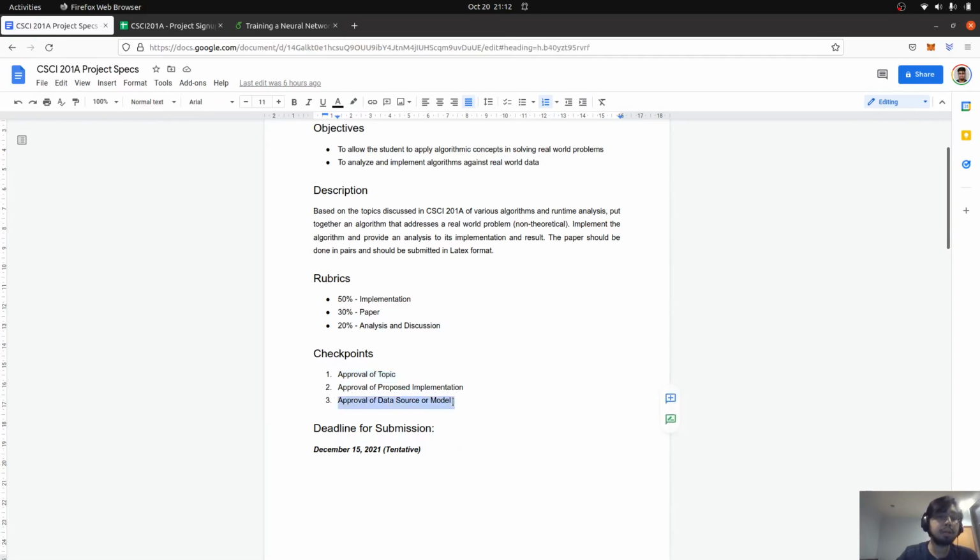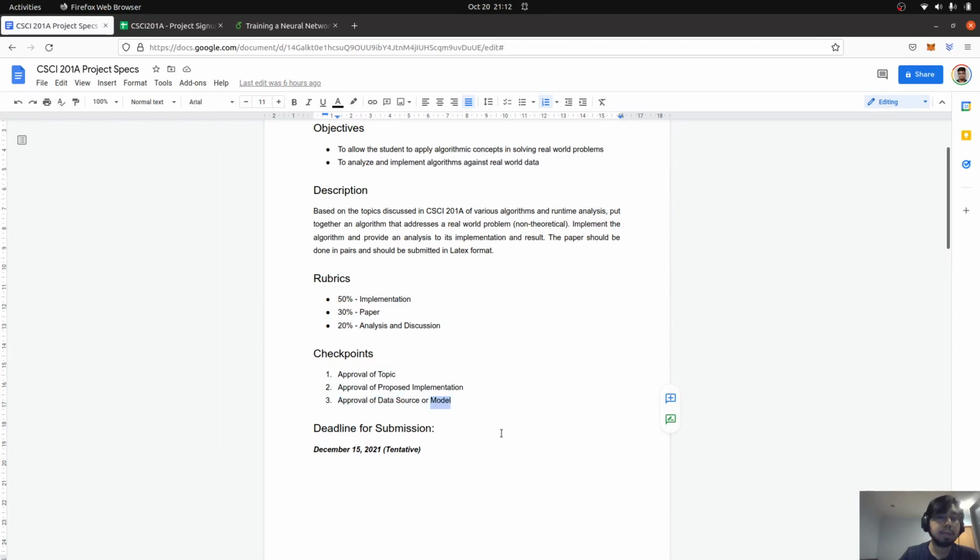Now, the third checkpoint is to make sure that everything is aligned with the data source that you will be using. Okay, so in order to test the algorithm, you need some data. It doesn't have to be big data. It doesn't have to be large quantities of data, as long as you have some valid examples to actually run your algorithm. And I will show a very simple example of that later on.